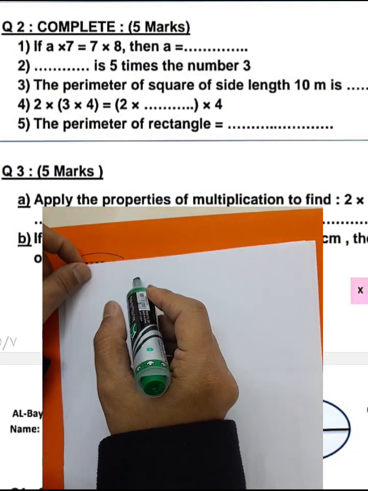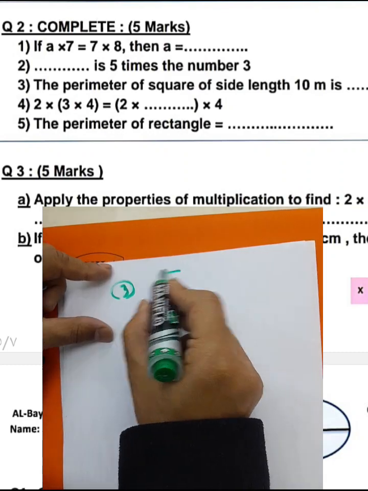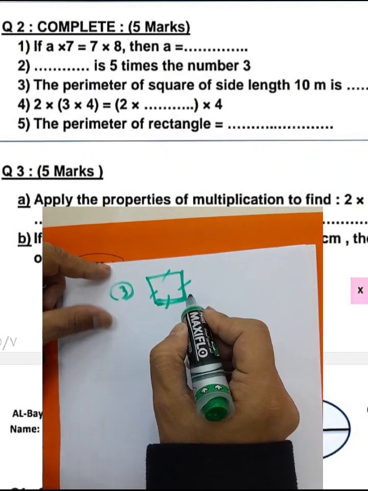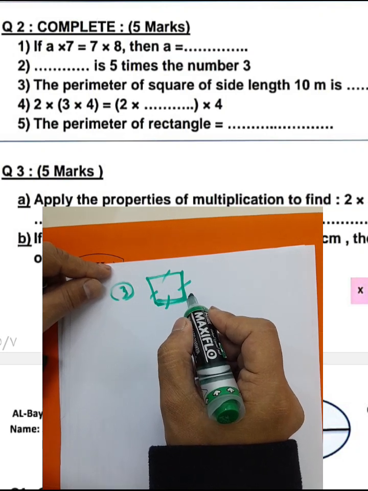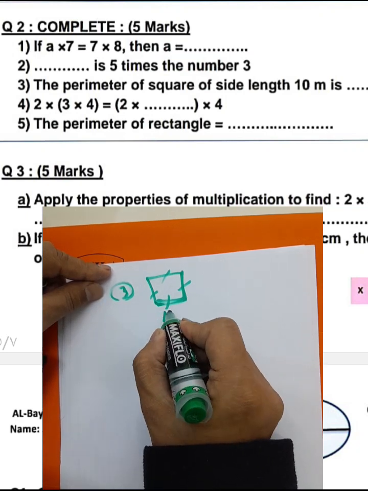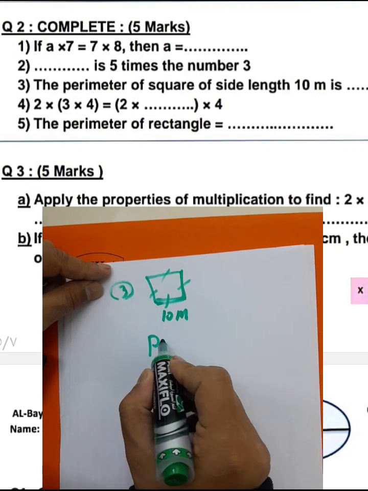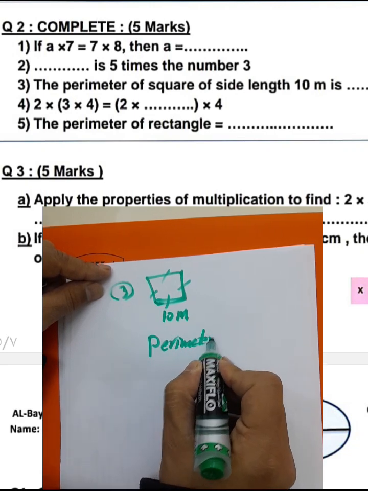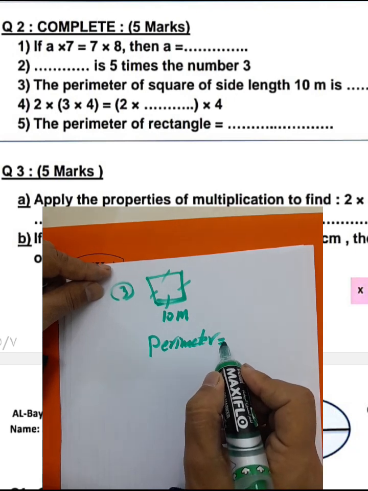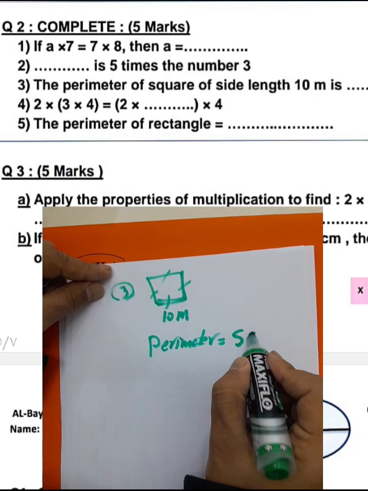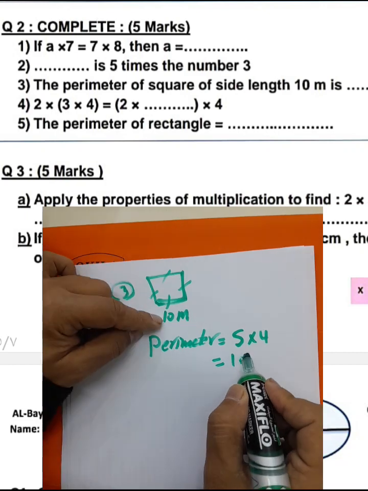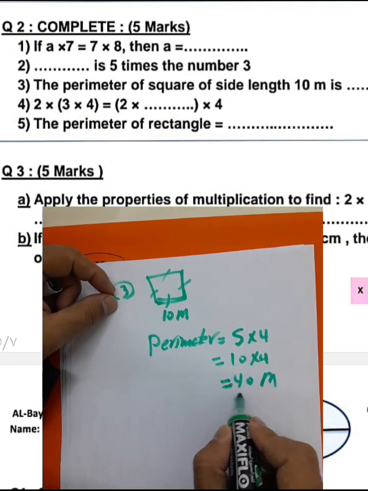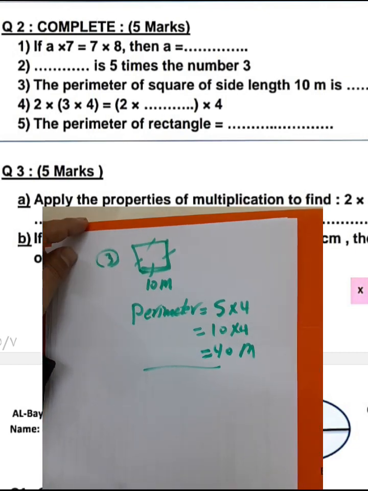Okay. Question number 3, we want to find the perimeter of the square. We know all sides are equal in length in the square, and we have the side here equal to 10 meters. Then the perimeter will be what? The perimeter will be side times 4. The side here was 10. 10 times 4 will be 40, right? 40 meters, the perimeter of the square.